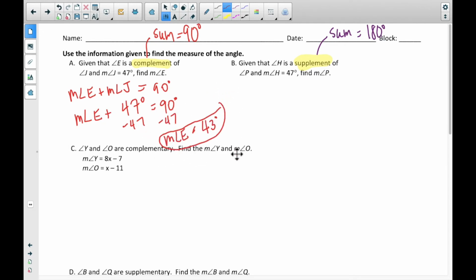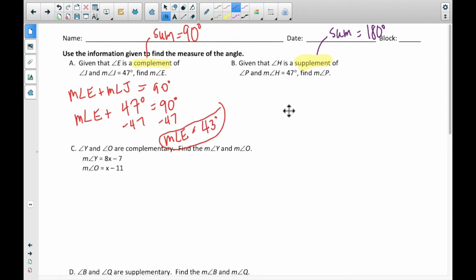And you can use your calculator on that. Subtract 90 minus 47. I'm showing you the way to set it up the long way. If you are able to understand that and do your subtraction, that's okay too. The answer is 43 because 43 plus 47 does equal 90.